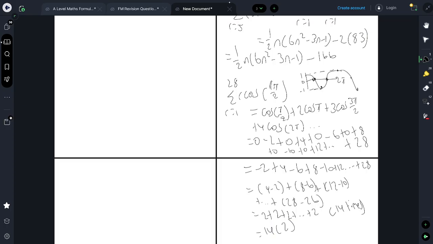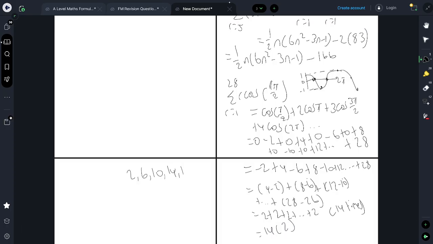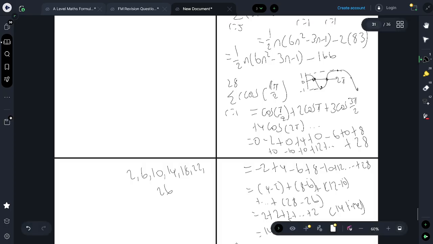Hang on, how do I want to say this? Well, think about it, I guess. So we've got to look at how many pairs. Obviously, it goes from 2 to 6 to 10, so 2 to 6 to 10 to 14 to 18 to 22 to 26. Also, there's 7 pairs and 7 times, sorry.